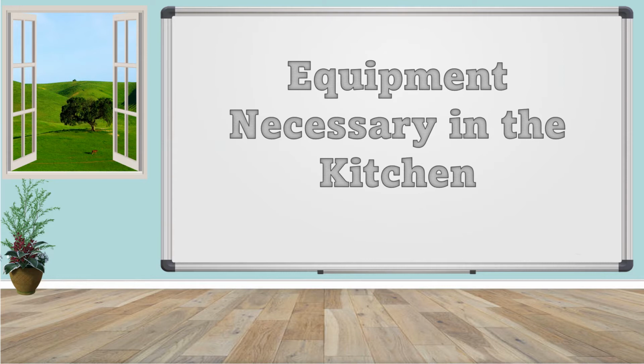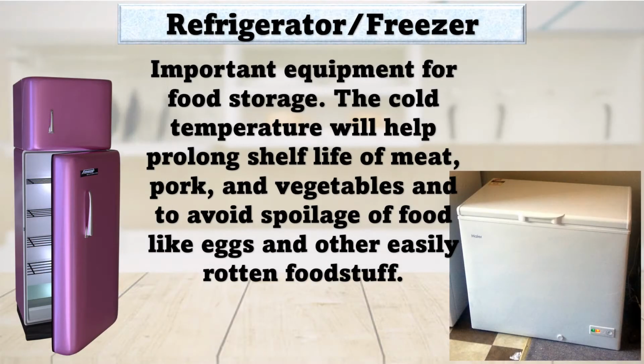Here are the different equipment necessary in the kitchen. Refrigerator or freezer. This is one of the most important equipment for food storage. The cold temperature will help prolong shelf life of meat, pork, and vegetables and to avoid spoilage of food like eggs and other easily rotten foodstuff. In acquiring refrigerators or fridges, it depends on the individual choice and preference based on his purpose. Here are the different types of fridges.